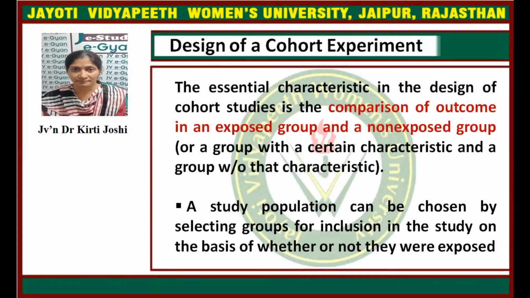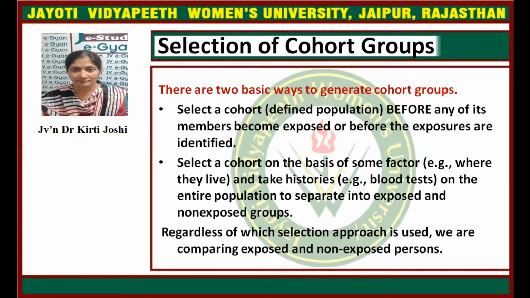The essential characteristic in the design of cohort studies is the comparison of outcome in an exposed group and a non-exposed group, or a group with certain characteristics and a group without that characteristic. A study population can be chosen by selecting groups for inclusion in the study on the basis of whether or not they are exposed. Selection of cohort groups.